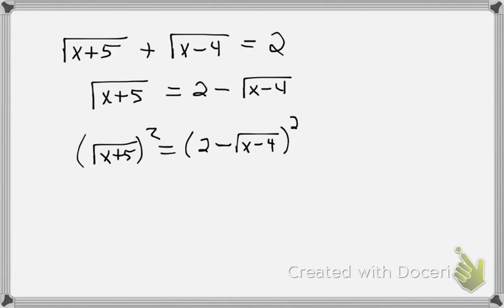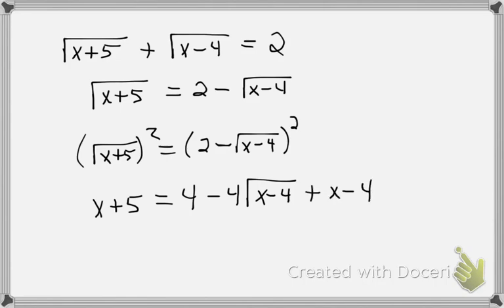All right, so what do we do on the left? Blasé is a good word. Use it in a sentence someday. I was doing the left, sorry. So the left is just x plus 5. You guys agree? On the right, how do we square that perfect square trinomial? You got it. So what is your a squared? 4. What is your 2ab? So minus 4 square root of x minus 4. And then your b squared? x minus 4. So plus x minus 4.